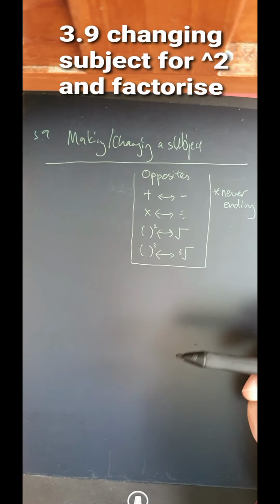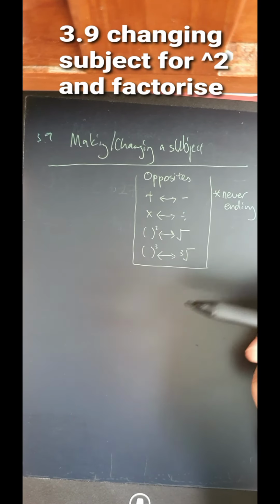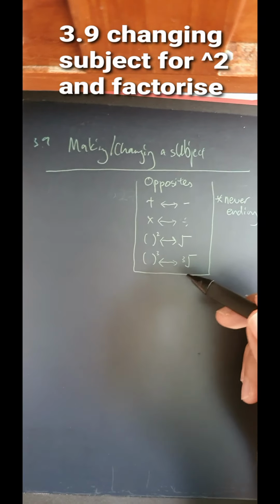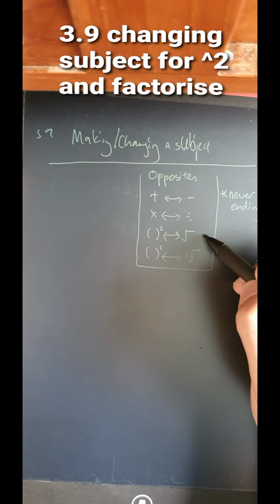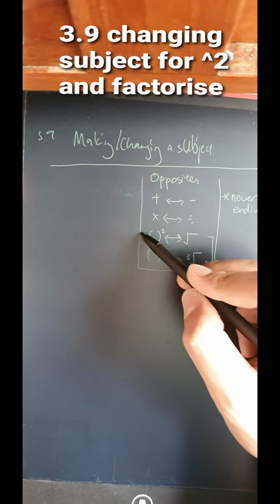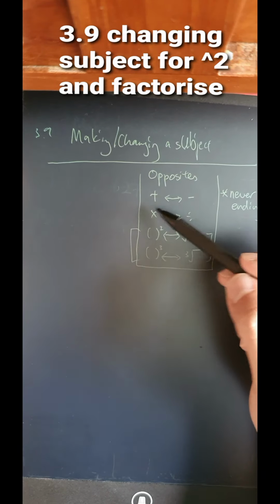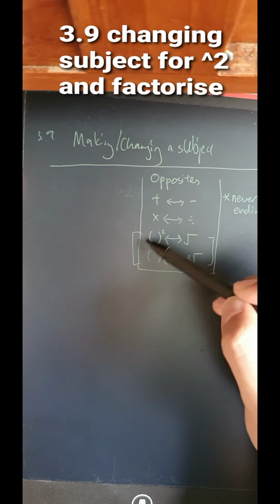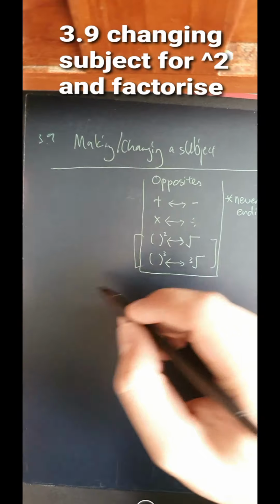Okay, hi everyone. So this is the next one that I want to run through with you. There's one more example which I will touch on, which is based on these two guys here. So far I've done changing or making a subject for this, plus to minus, times to divide. What if it's this kind? Okay, and then we'll look at more complicated ones.